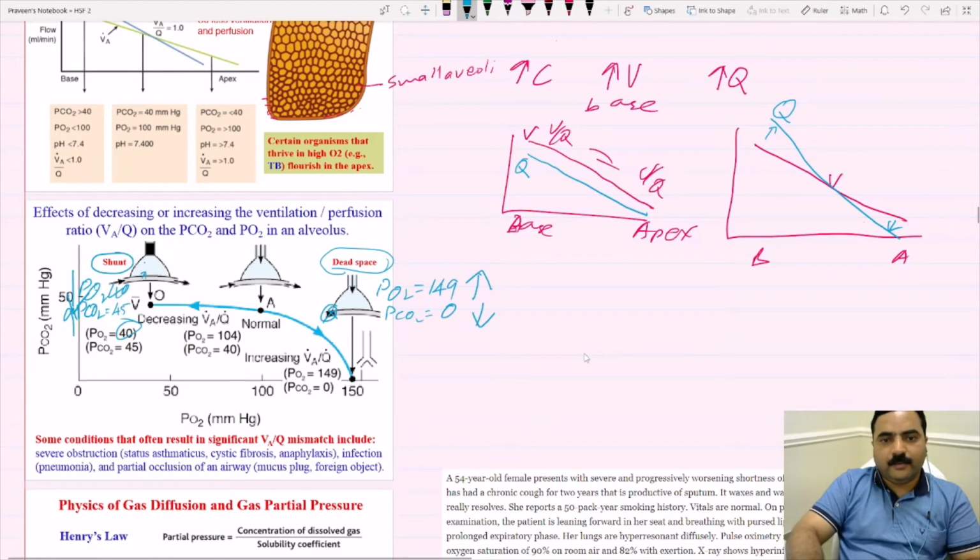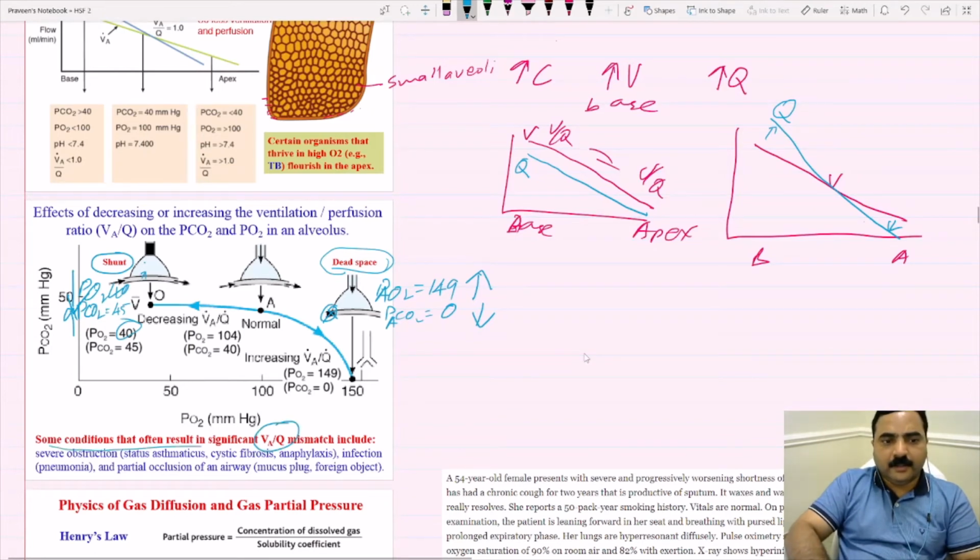You increase the PO2 and decrease the PCO2, the alveolar. We write it with capital A, capital A. Alveolar O2 will be increased and alveolar carbon dioxide will be decreased when you create a dead space. So this is normally referred to as the V by Q mismatch.